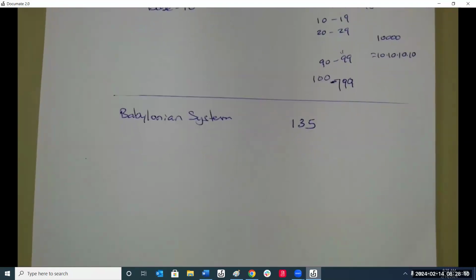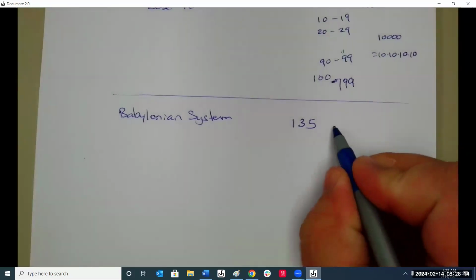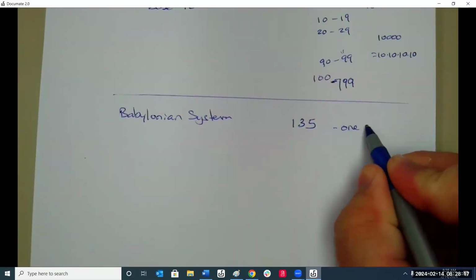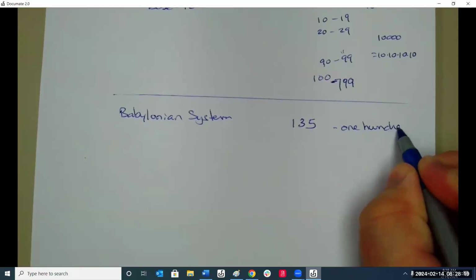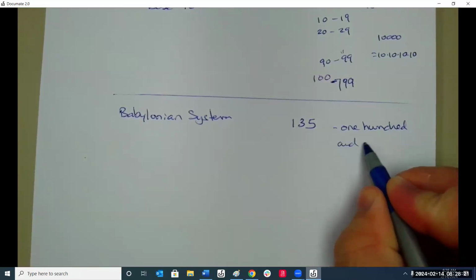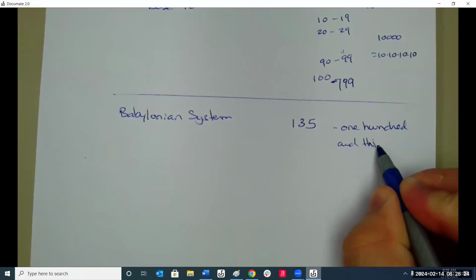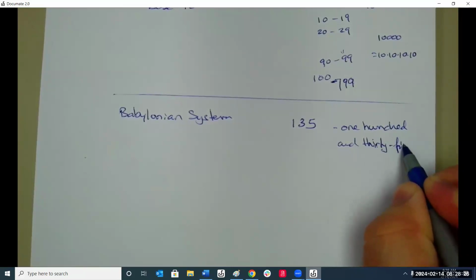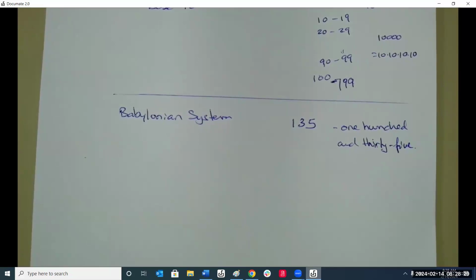we don't read that as 1, 3, 5. We read that as what? 135. Why is it read that way? Why is it 100, not 531? Yeah, that's right, exactly.